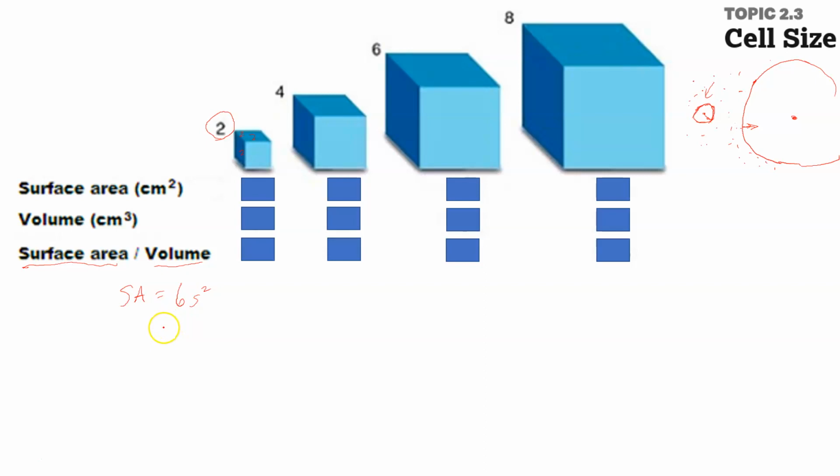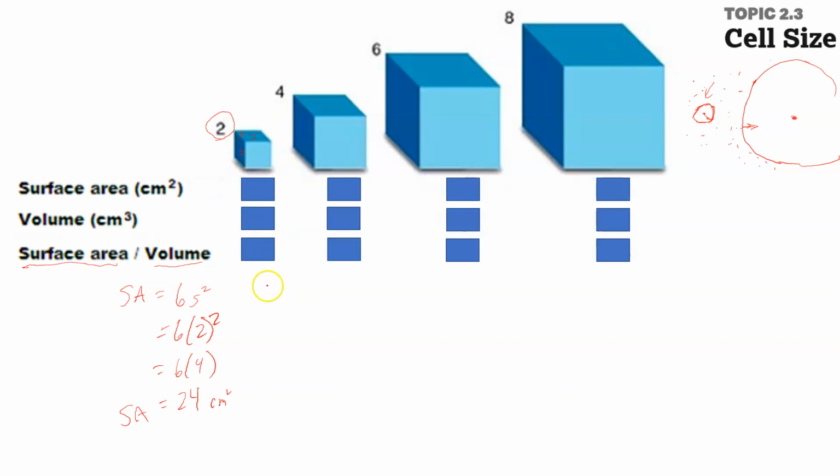Okay. So, surface area, 6s squared. Each side is 2 centimeters long, so the surface area for this is going to equal 6 times 2 squared. 2 squared is 4. 6 times 4, this is going to give us 24 centimeters squared. That's the surface area for this first cube.